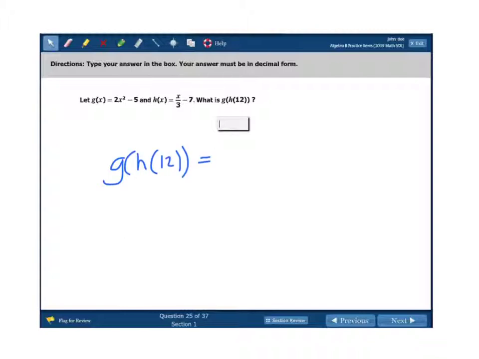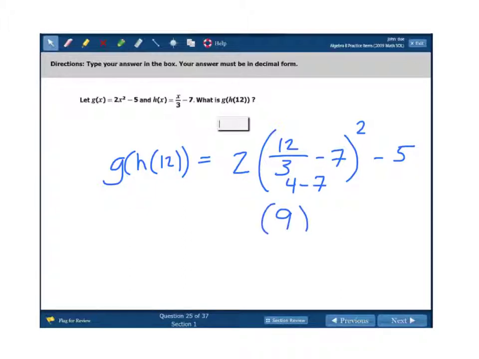So let's start with h of 12. So 12 over 3 minus 7. If I now want g of that, I can put that in the place of my parentheses for the function. So let's go through that again. We did h of 12, so 12 over 3 minus 7, and then g of that. So that squared times 2 minus 5. Let's use order of operations. This is 4 minus 7, so it's negative 3. Squared is positive 9. 9 times 2 minus 5 is 18 minus 5, and we get 13.